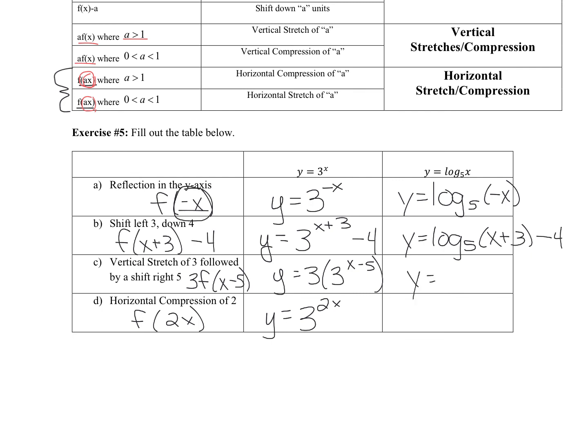This one is 3 times log base 5 of x minus 5. And this one is log base 5 of 2x. So in your homework, you have a chart going over those, and it's really just using the same transformation rules plus that extra one and plugging things in the correct spot.